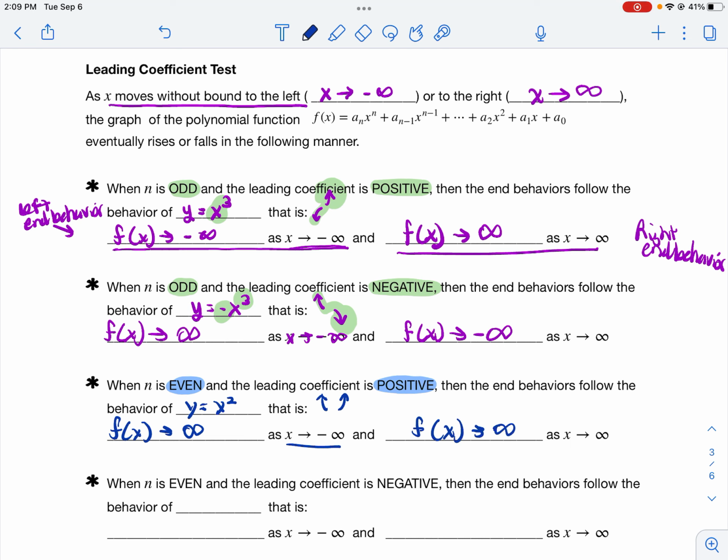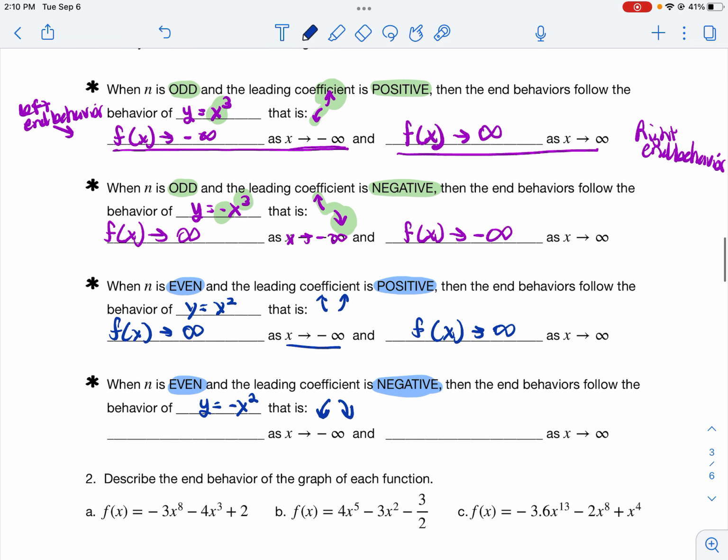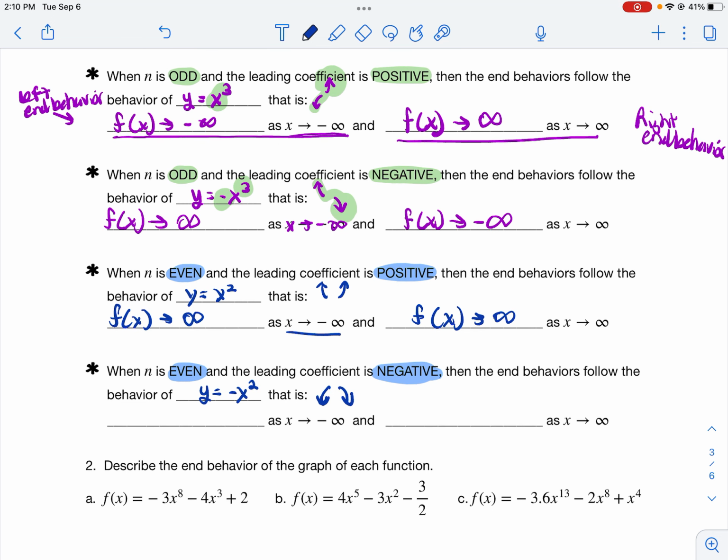Now, if n is even and my leading coefficient is negative, it's going to be the basic shape of y equals negative x squared. And so reflection across the x-axis flips it down, and so both of my graphs are going down. So even, they're going in the same direction. If you have a positive leading coefficient, they're going in the same direction, positive. And if it's even and negative, the same direction is down, negative.